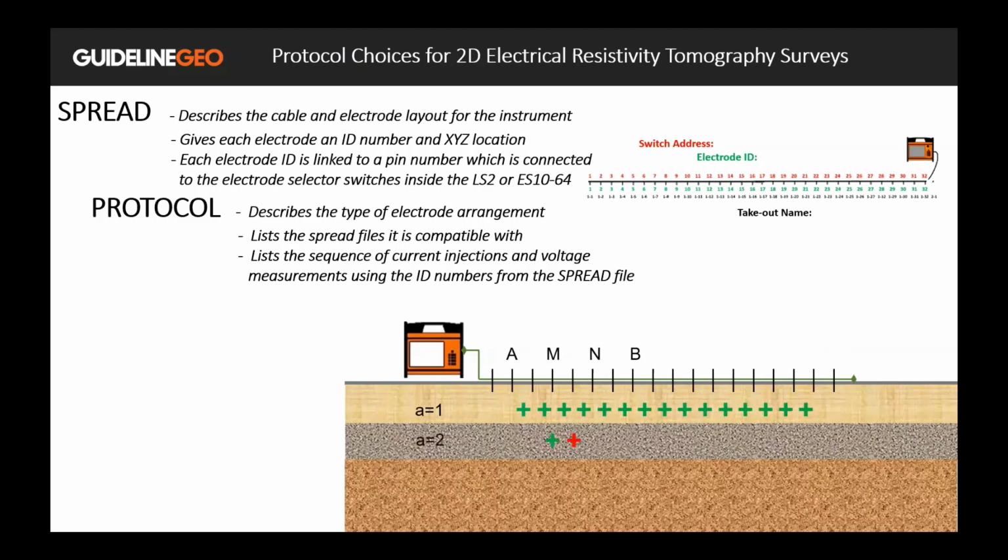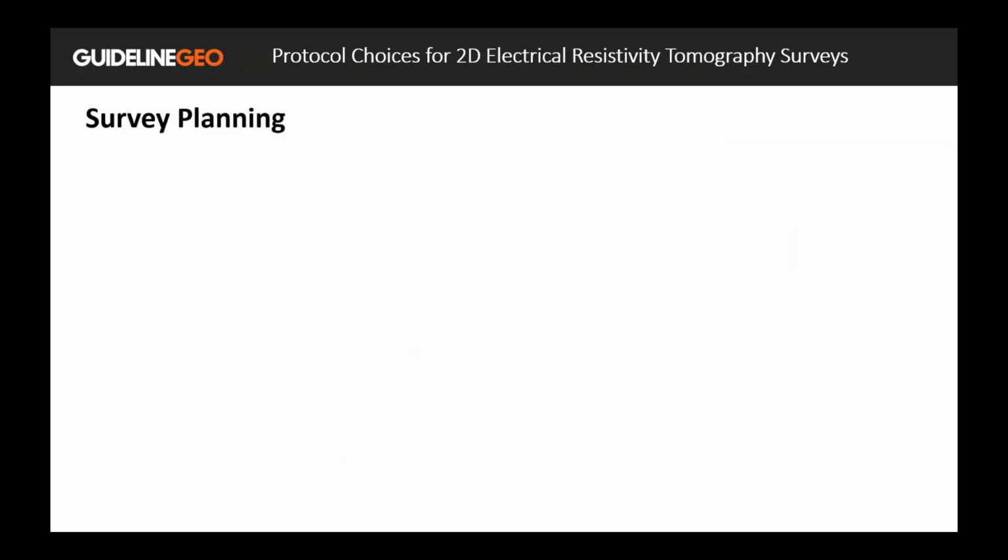But before we look more closely at how spread and protocol files are created and how they operate, we should first answer the question of how we would choose a suitable spread and protocol file for a particular survey aim. So this goes back to the planning stage, and so we should briefly touch on this first. And ultimately, these planning steps will help us to answer what type of method and, if applicable, array is suited, and from there allow us to choose a protocol.